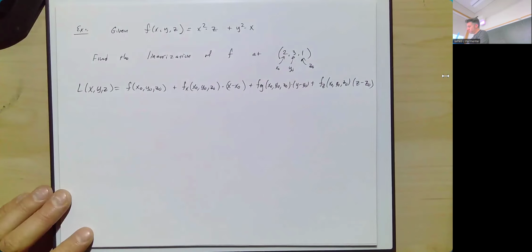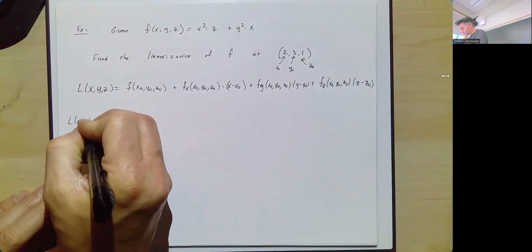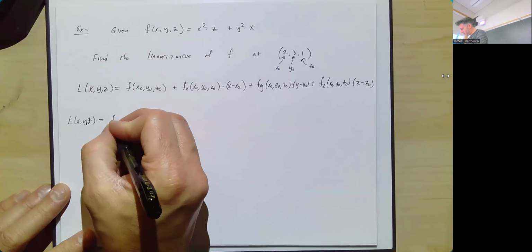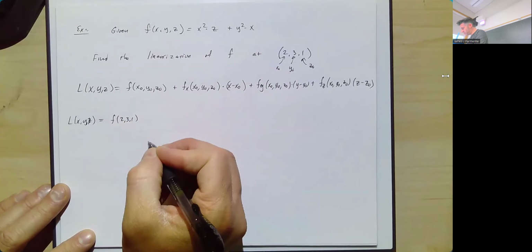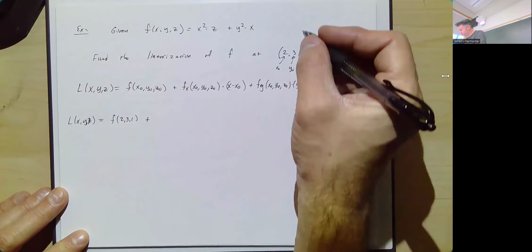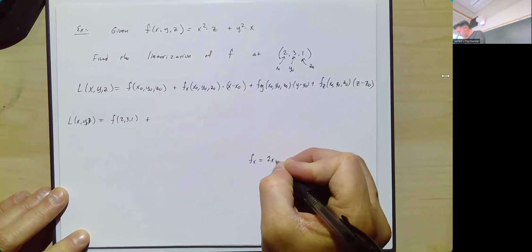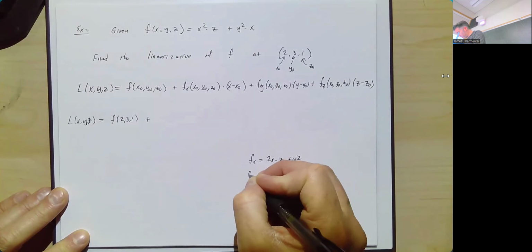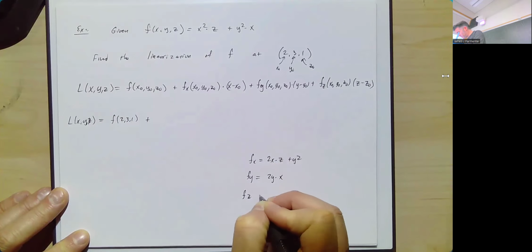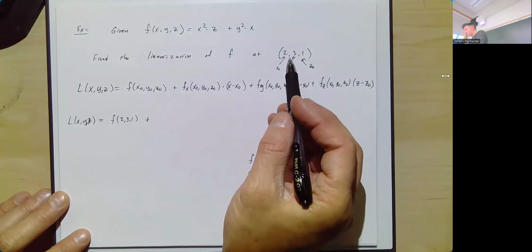So here our linearization at x, y, z is going to be f of 2 comma 3 comma 1 plus the partial with respect to x. So my partial with respect to x, let's write it down here. Fx would be 2x times z plus y squared. Fy would be 2y times x, fz would be x squared. So then we would take our 2, 3, 1 point and plug it into these.